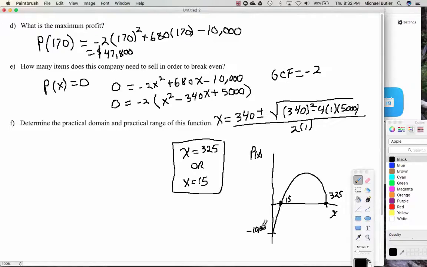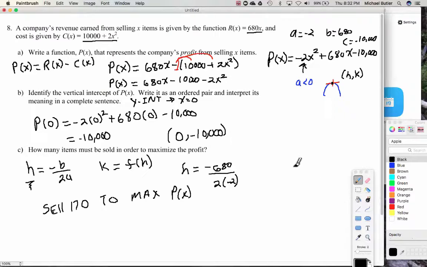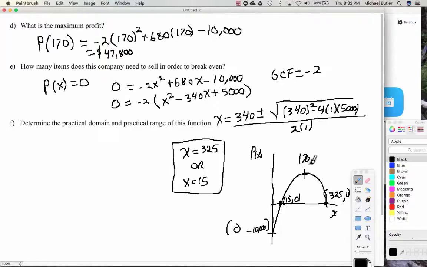Okay. So if we were to put these in ordered pairs, this one's at 0, negative 10,000. This one's at 15, 0. And this is at 325, 0. And then this point up here, that's the maximum profit that we found a minute ago. That's the 170 by 47,800.